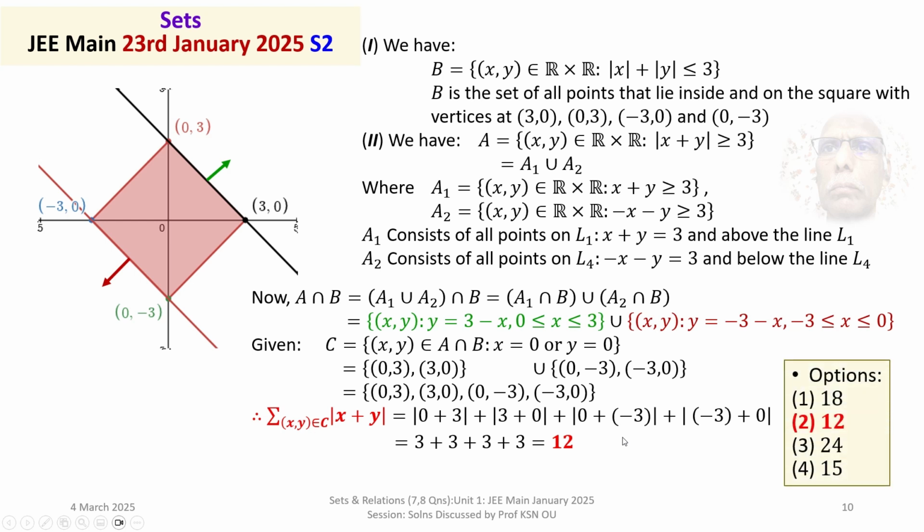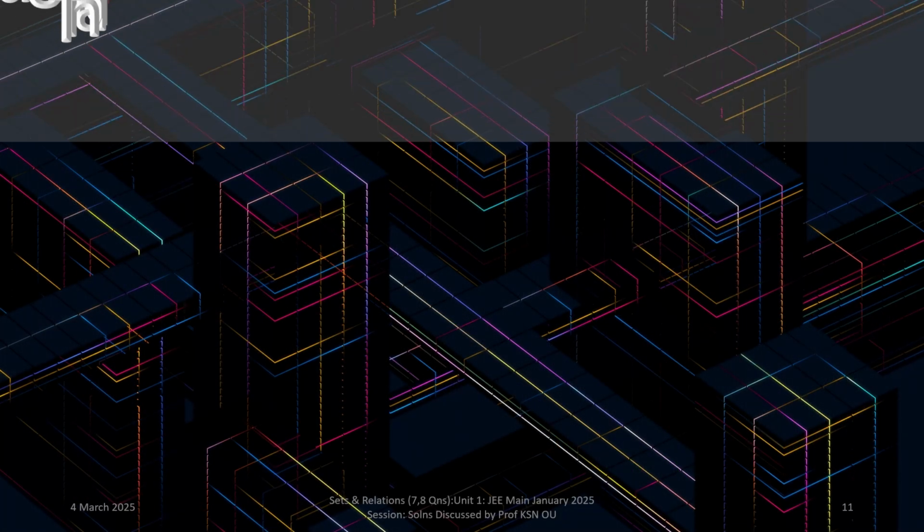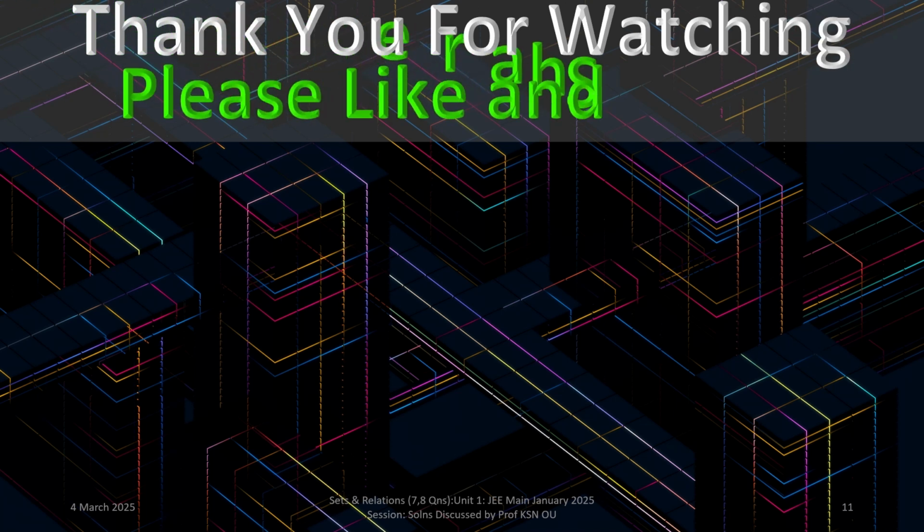Let's look at our options. Our answer 12 appears against option 2. Therefore, the answer to this question is option 2. That is the detailed discussion of this question. As I have already mentioned in the beginning of the question, this question is to be seen geometrically. Then it becomes easier. Otherwise, it will be difficult. I am sure that you have understood the solutions of these 2 problems.